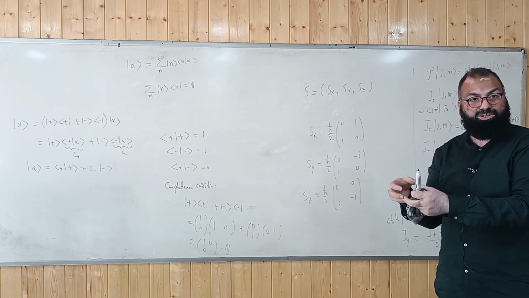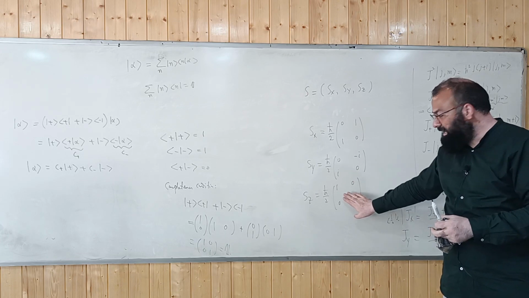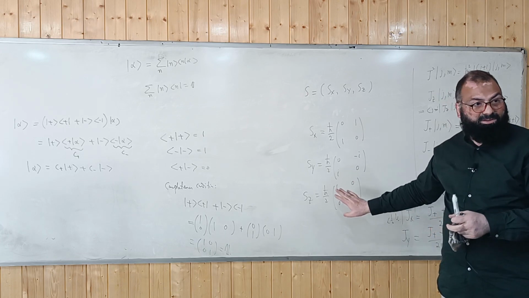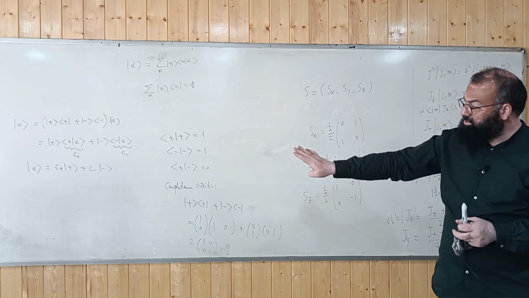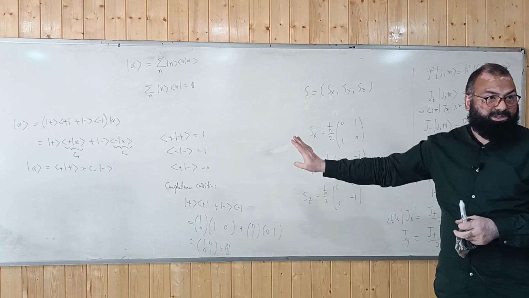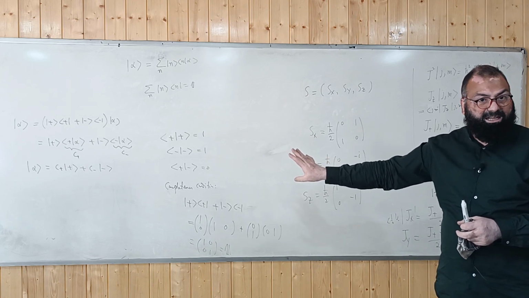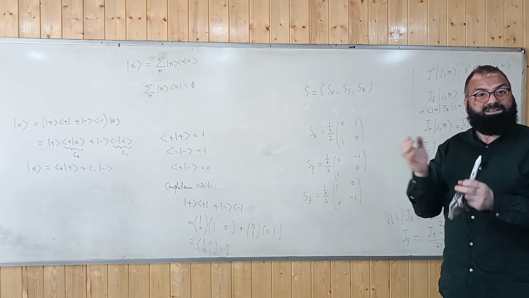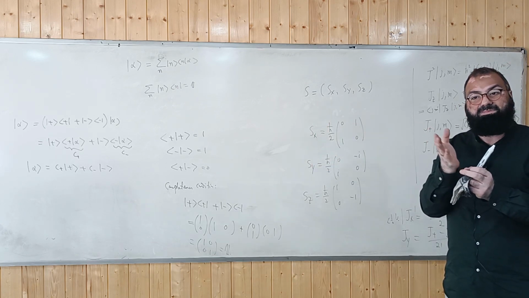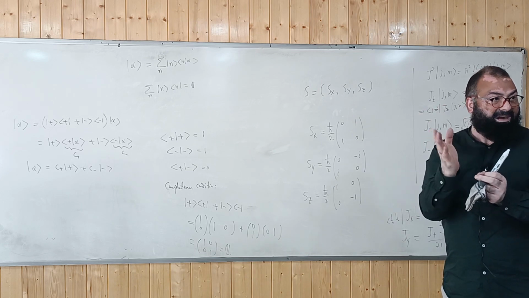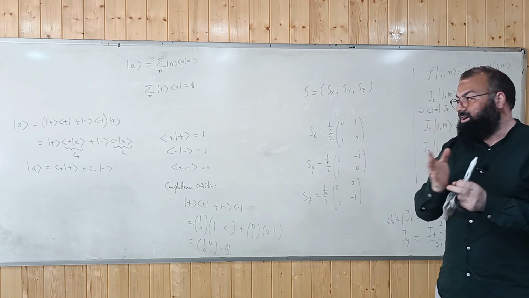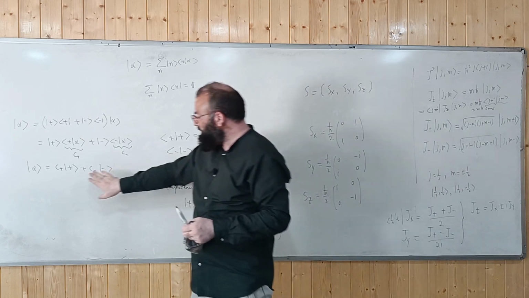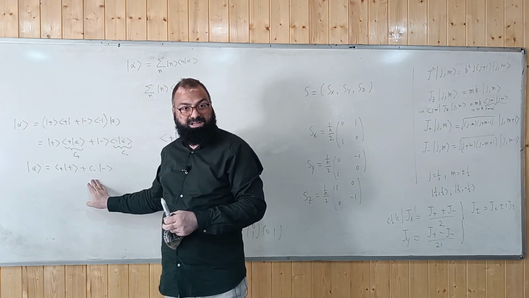A suitable choice is to take the eigenstates of Sz. Got it? So I have chosen the eigenstates of Sz. They are orthonormal to each other. Clear? And I have expanded an arbitrary vector. This arbitrary vector actually describes the state of a spin half particle, which I have written in terms of the spin up and spin down states.